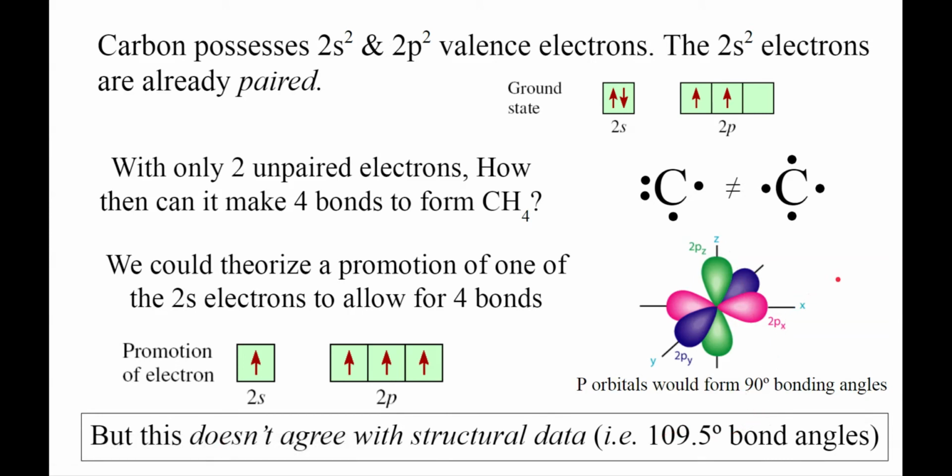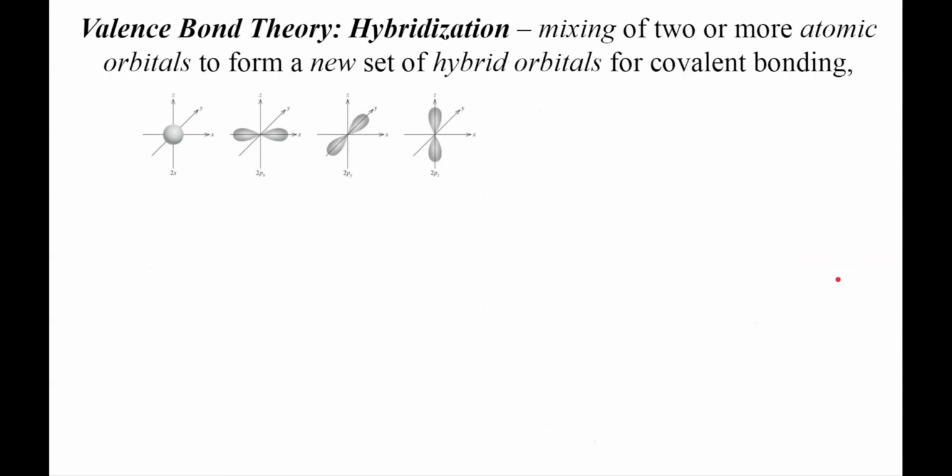So what's the deal? Why can it make this bonding? Why is it not 90 degrees? And how is it able to make 4 bonds? So for that, we look at what's called hybridization as a part of valence bond theory.